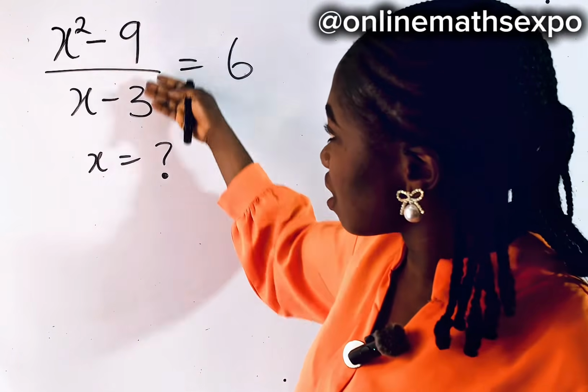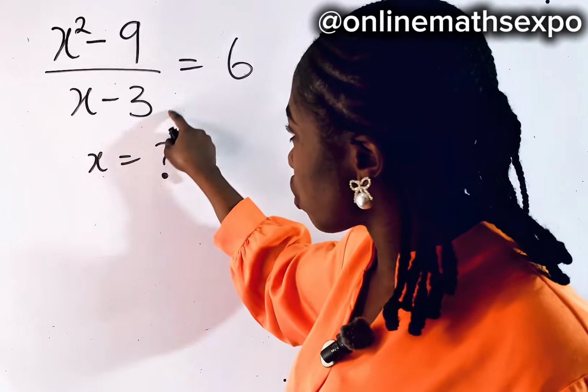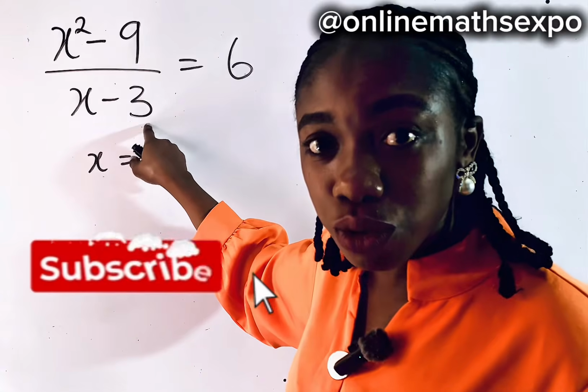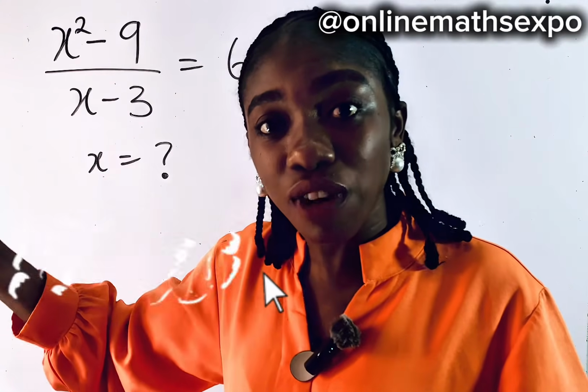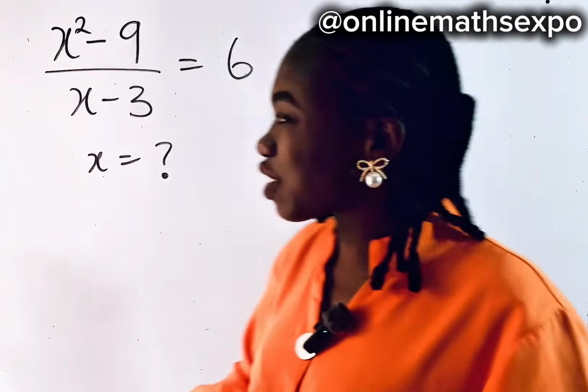When you look at this rational equation, you need to first look at the denominator. What we have here is x minus 3. This will help you to know the possible values that should be in the set and those that should not be. So let's do that together.